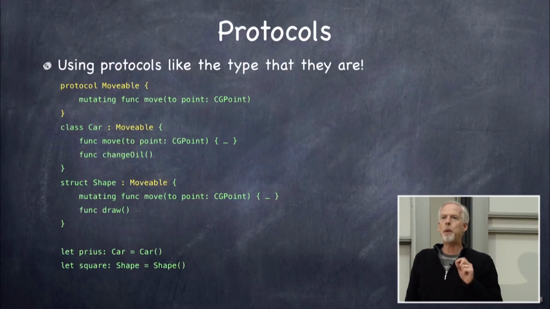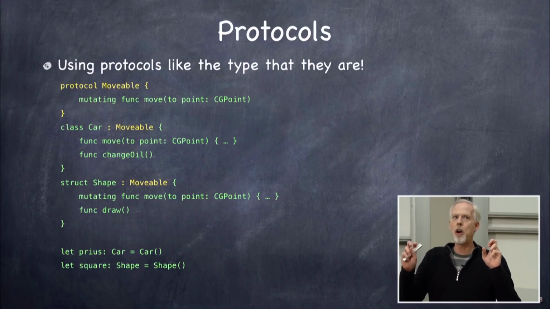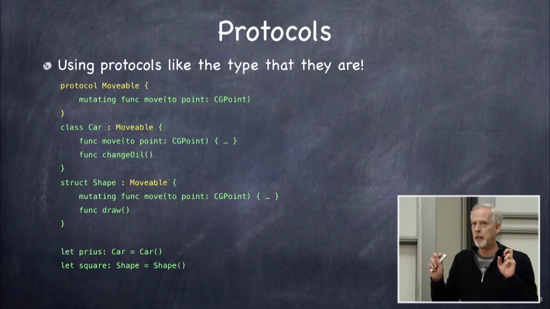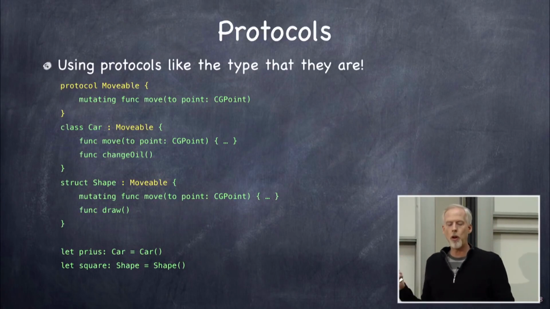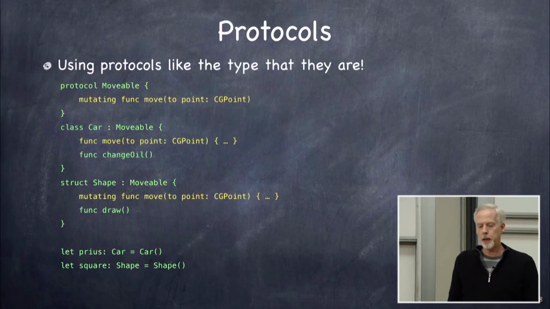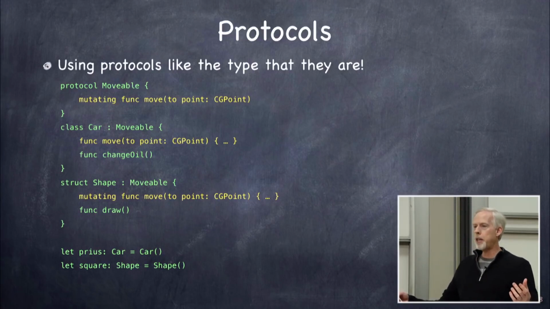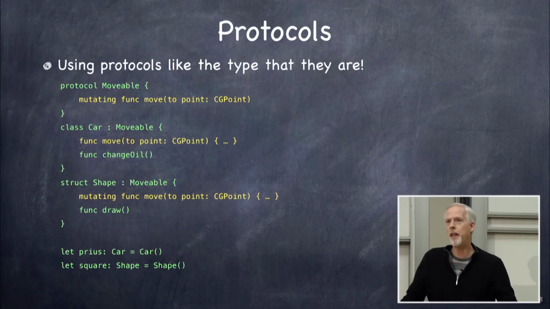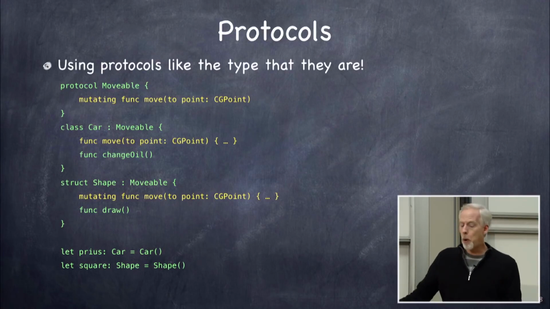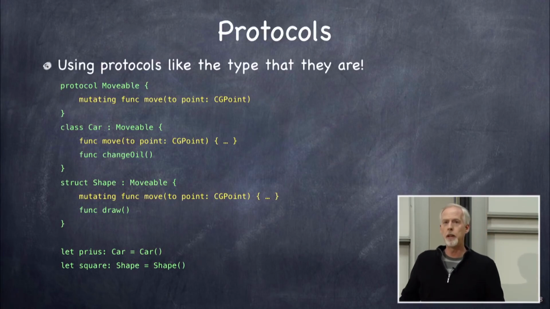Okay, let's see an example of using protocols like the type they are. Protocols are types. So here I have a protocol called Movable. It has one method in it called moveTo, right? And I've created a class called Car, which can be moved, and another class called Shape, like triangle or square, which can also be moved. Now, a car and a shape are incredibly different things, and one's a class and one's a struct, but both of them implement this same protocol. Okay, and we're going to see what it looks like in the code when you have this kind of situation, which is perfectly legal to do.